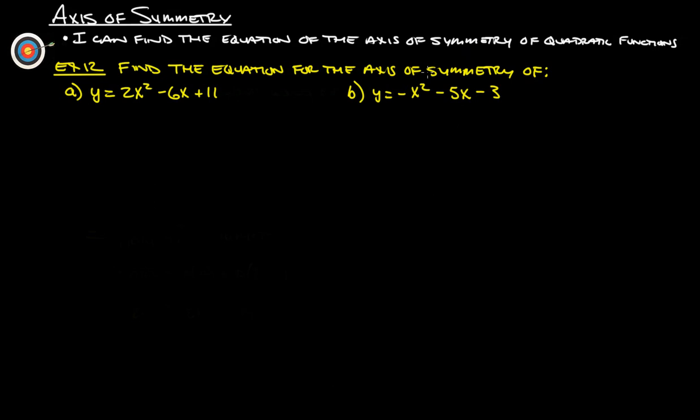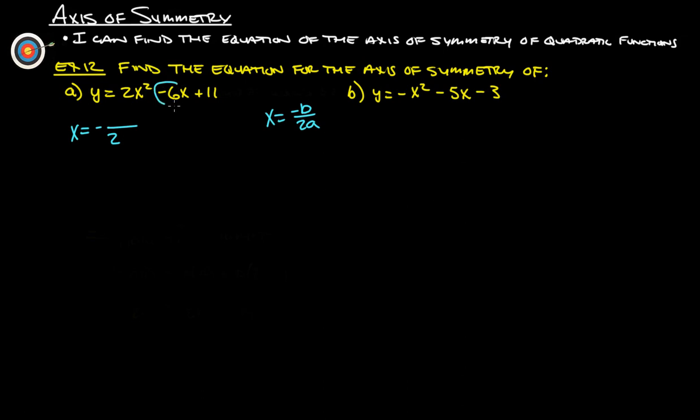All right, let's take a look at these. Example 12: find the equation for the axis of symmetry of these two. The big key is we want to remember that x equals negative b over 2a. So x equals negative, and then I'm going to put b over 2a.